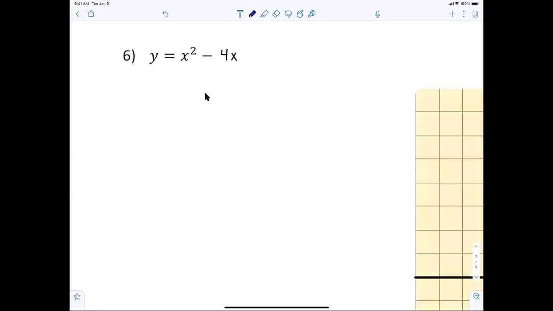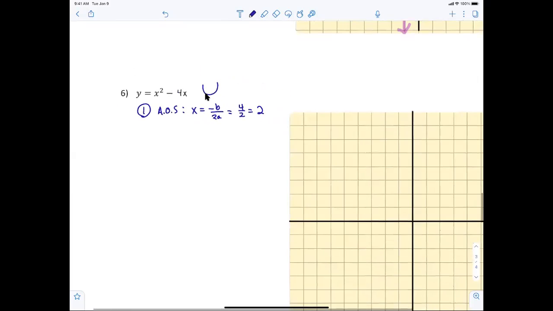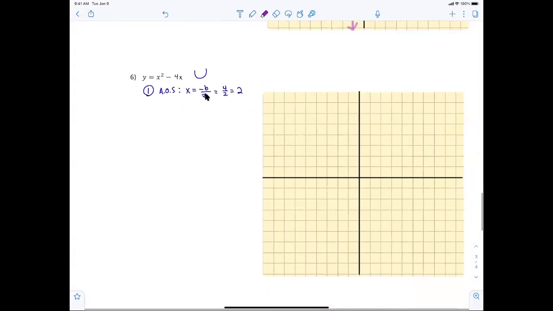Number 1. First of all, does it open up or down? It would be shaped like this. Up or down? Up. It opens up. Now, axis of symmetry: x equals negative b over 2a. Beautiful. 4 over 2, which is just nice. Very nice. So here we go, we're graphing x equals 2.